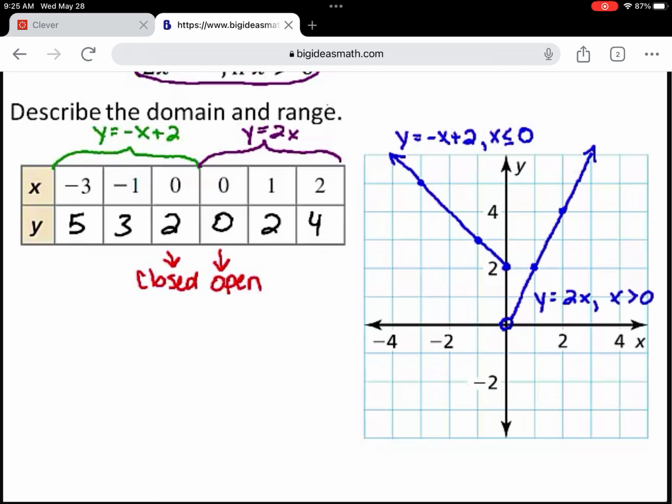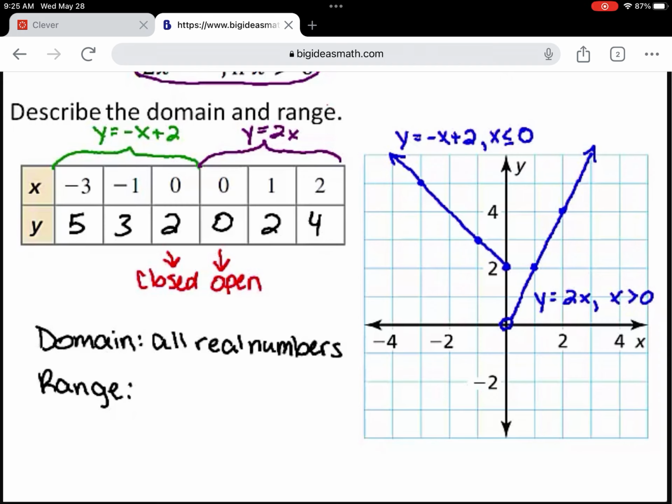Now you want to describe the domain and range. The domain is the set of all possible x values. From the graph, you can see that the domain is the set of all real numbers. The range is the set of all possible y values. From the graph, you can see that the range is the set of all real numbers greater than 0, which can be represented by the inequality y greater than 0.